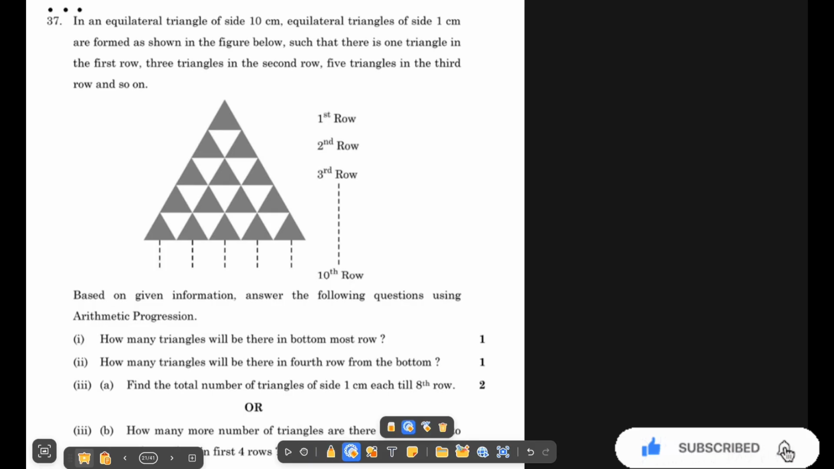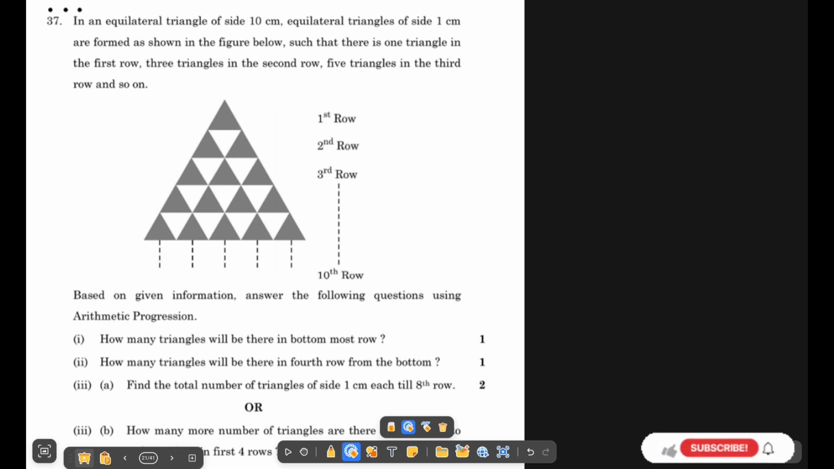Now the 37th question is: in an equilateral triangle of side 10 centimeters, equilateral triangles of side 1 centimeter are formed as shown in the figure. There are some equilateral triangles inside the big triangle, such that there is one triangle in the first row, three triangles in the second row, five triangles in the third row, and so on. Based on the given information, answer the following questions. How many triangles will be there in the bottom most row?